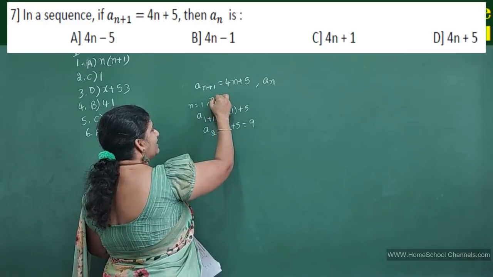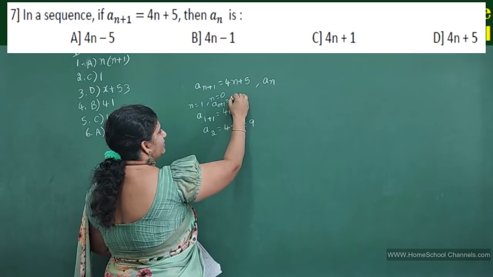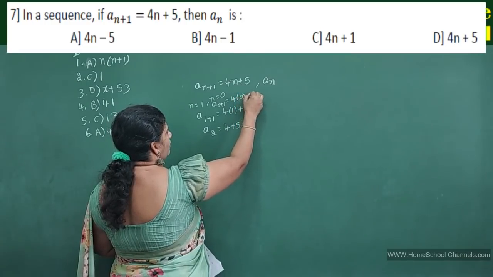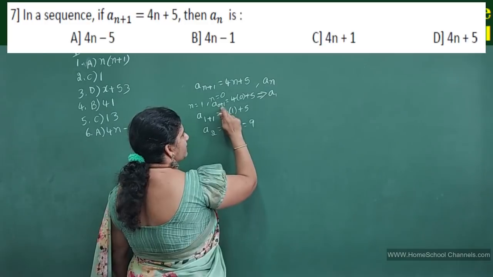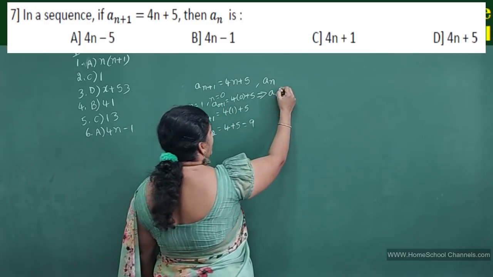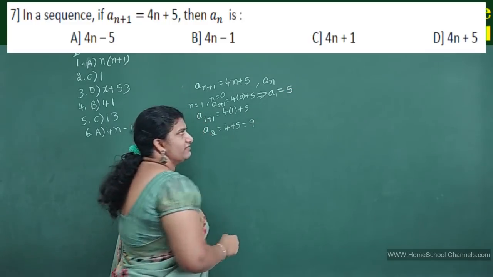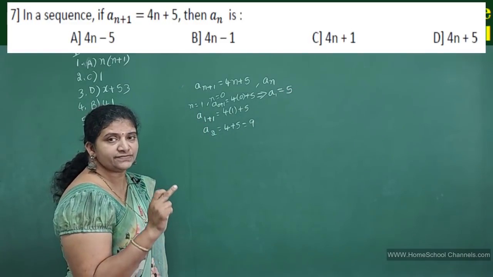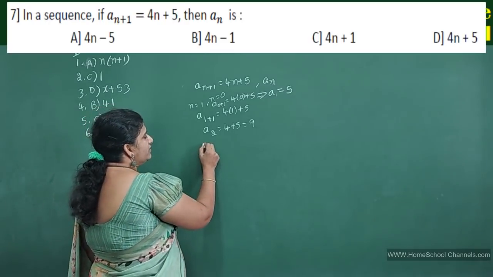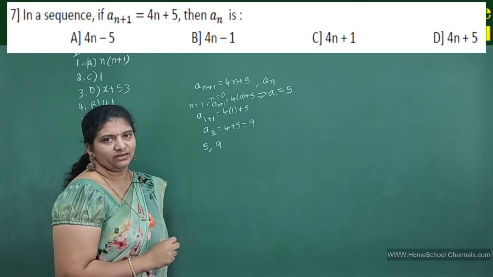Suppose if I take N is equal to 0, I may get first term, right? 4 into 0 plus 5. That implies A1. 0 plus 1 will be 1, right? A1 is equal to 4 into 0 plus 5 will be 5. I got A1 5. First term is 5. Second term is 9.